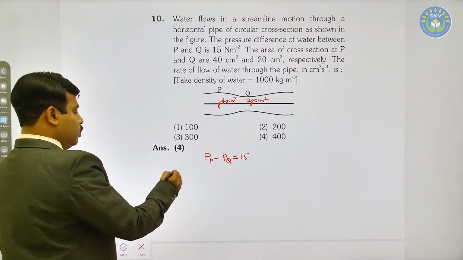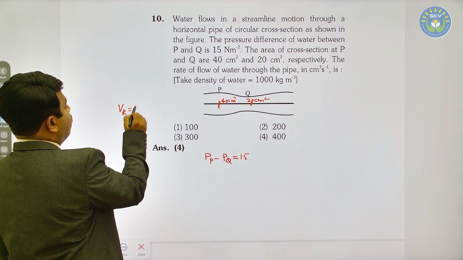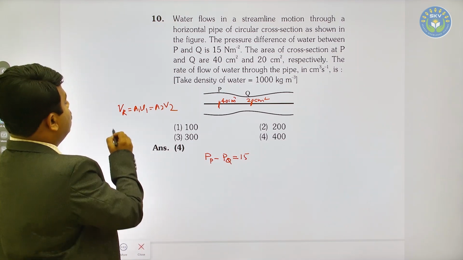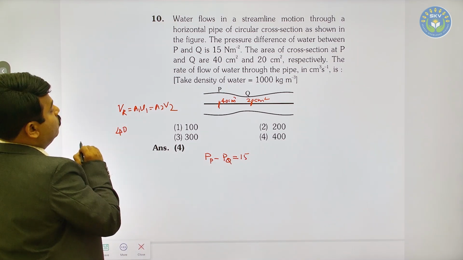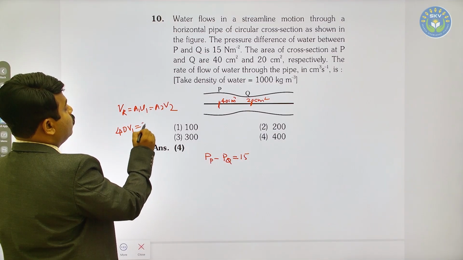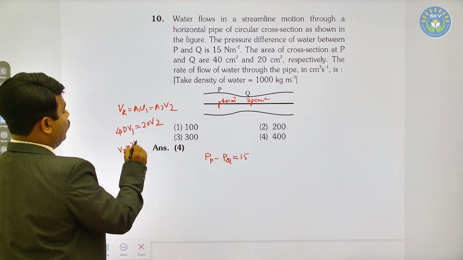As per the equation of continuity, rate of flow is equal to A1 V1 is equal to A2 V2. What is A1? 40 into V1, that we need, equal to 20 V2. Now V2 you can write as 2 V1.